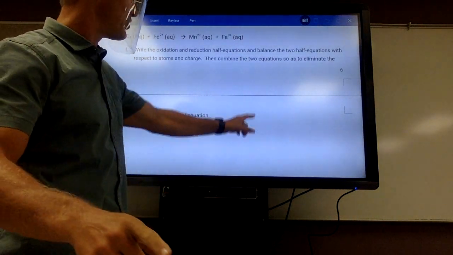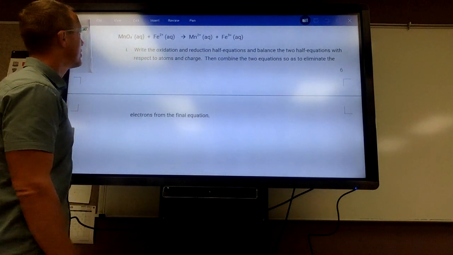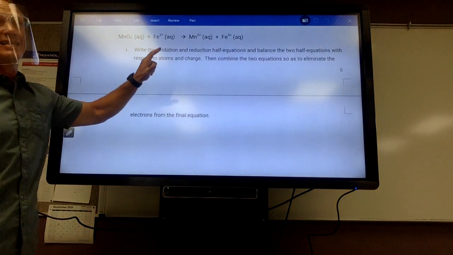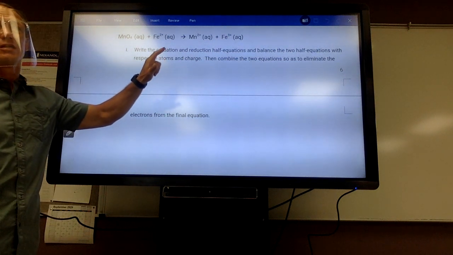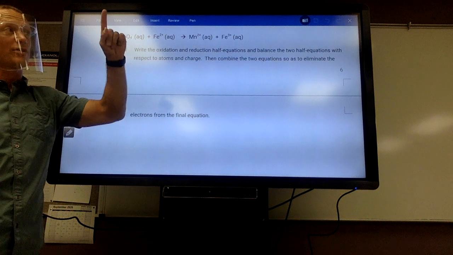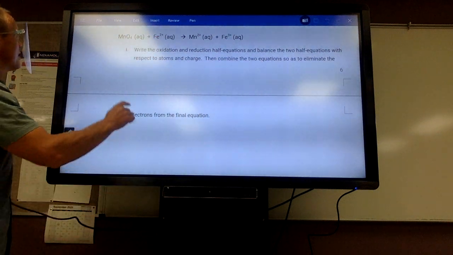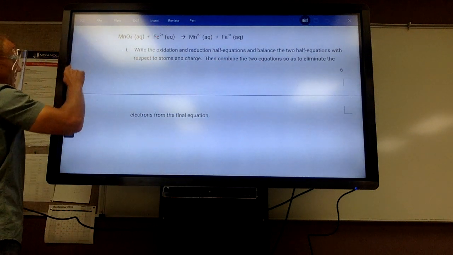This is page 5. It says page 6 on mine. It's page 5 of your notes in the middle. And these are redox in acidic solution. I will tell you they're in acidic solution or basic solution. If it's in acidic solution, that means there's excess what?